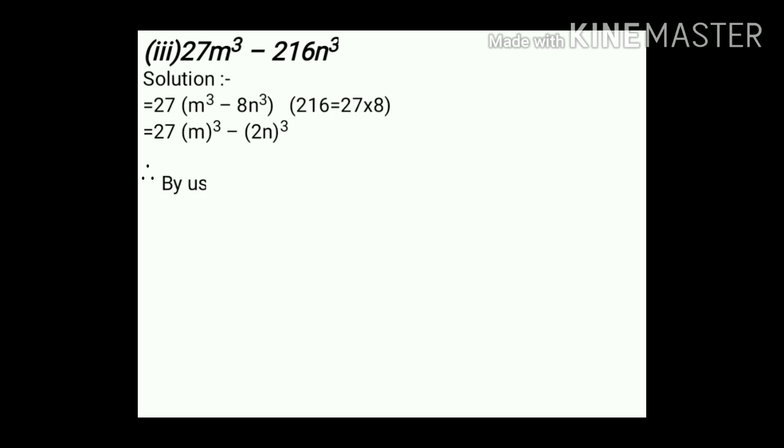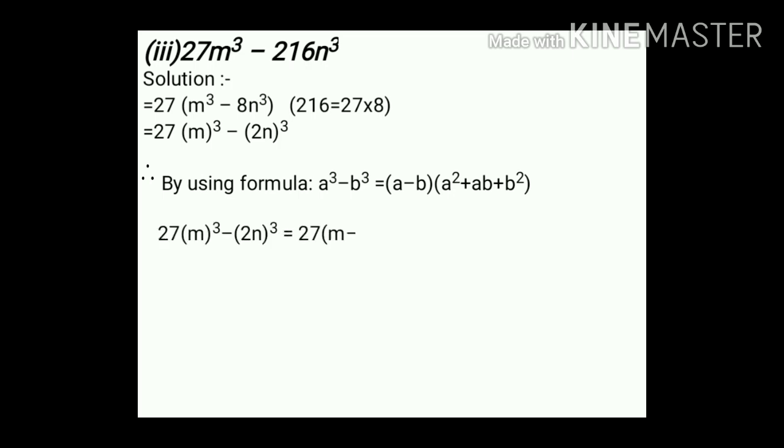By using the formula a cube minus b cube equals (a minus b)(a square plus ab plus b square), 27 we keep as it is, children, common. (m)^3 minus (2n)^3 equals 27(m minus 2n) in another bracket, (m)^2 plus m into 2n plus (2n)^2. After expanding, children, by using the formula, now we solve.